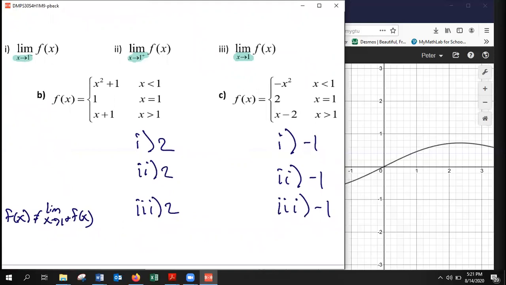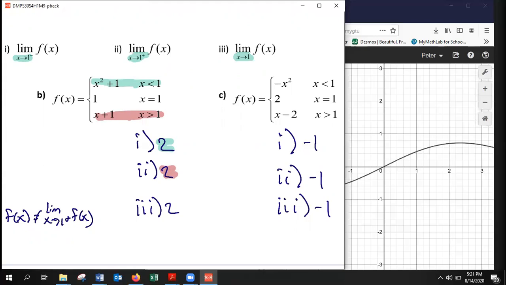If we substitute the limit as x approaches 1 from the left, right here, we'll get 1 plus 1, which is our 2. As x approaches 1 from the right, we're going to be using that. That's also 2. Now this is a special case that our limit from the left and right are both 2. f of 1 actually is 1 though.